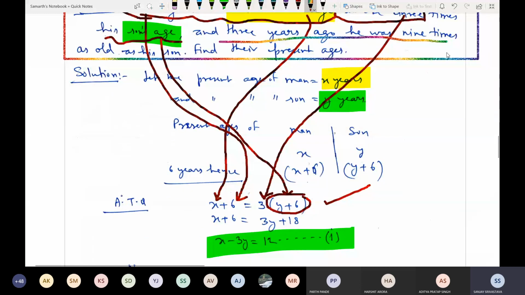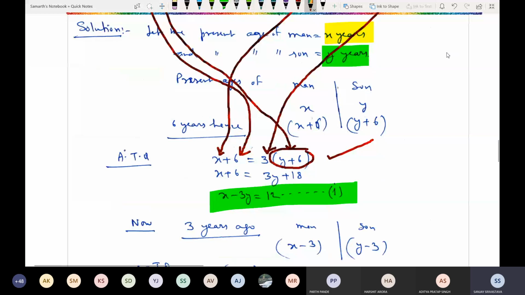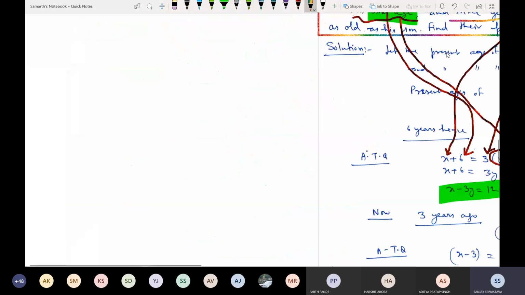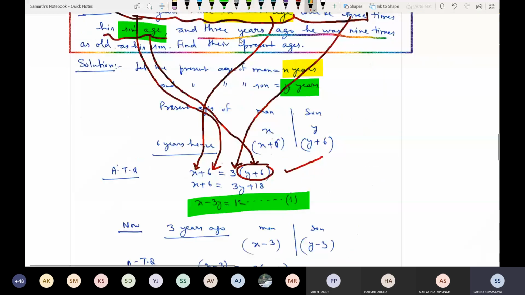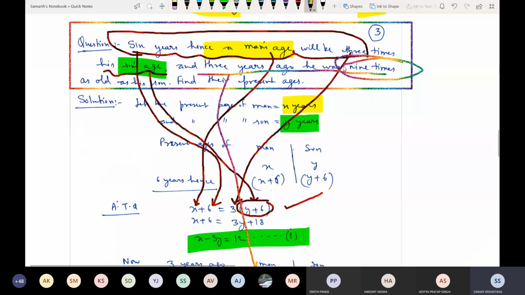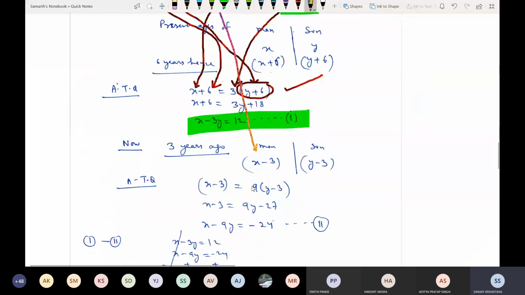Now, according to the question, 3 years ago, the man's age, meaning x minus 3, is equal to 9 times the son's age at that time, meaning 3 years ago. So 9 into y minus 3. When you simplify, you will get the second equation as x minus 9y is equal to minus 24.